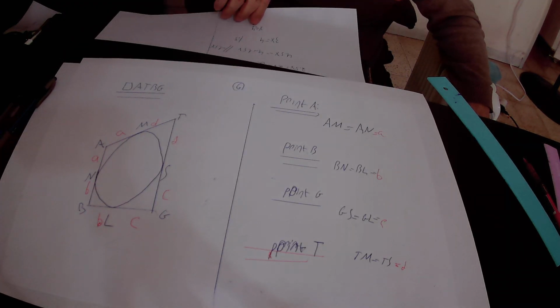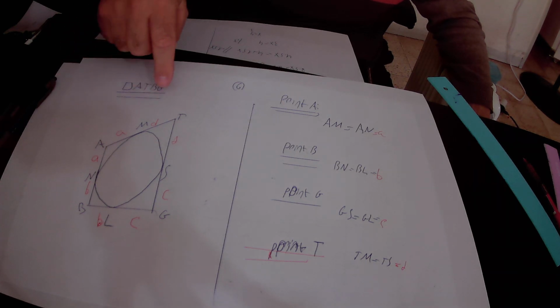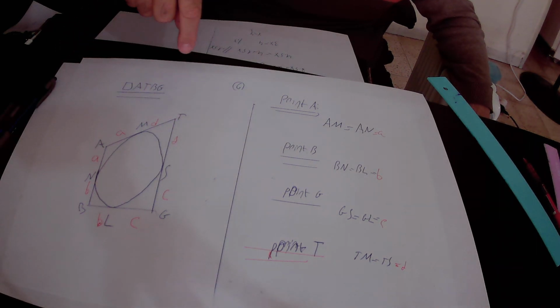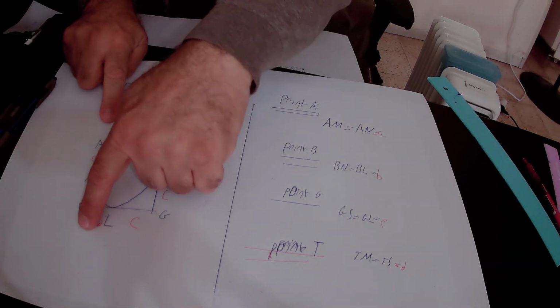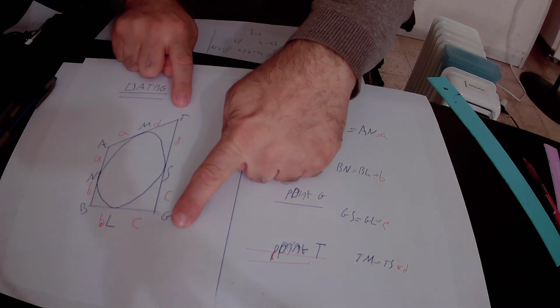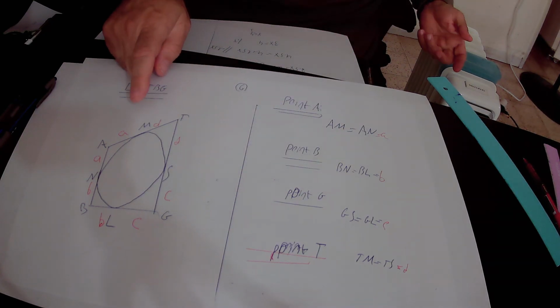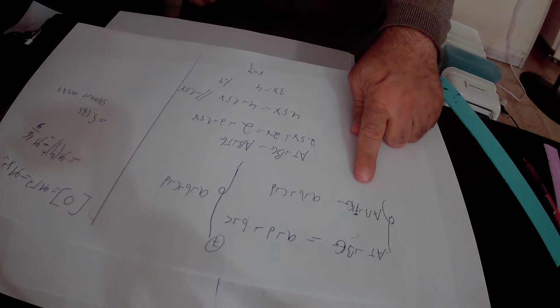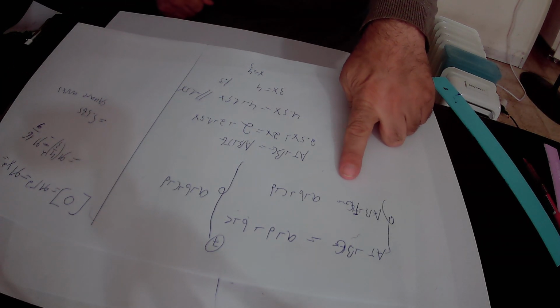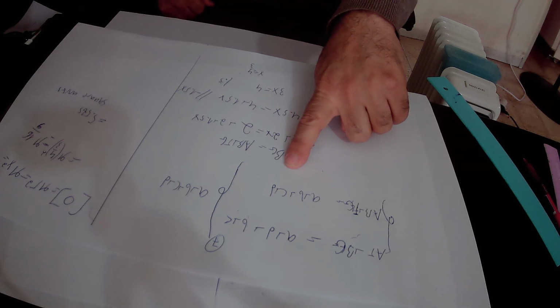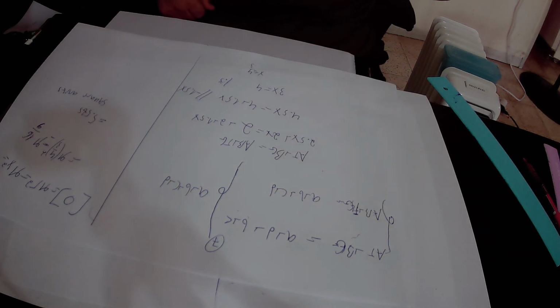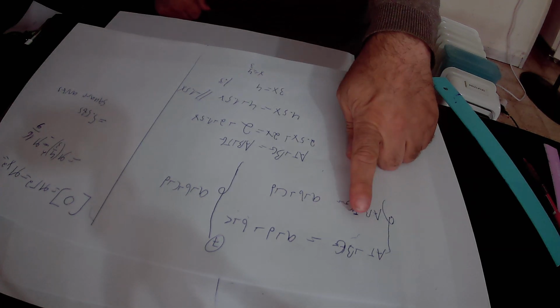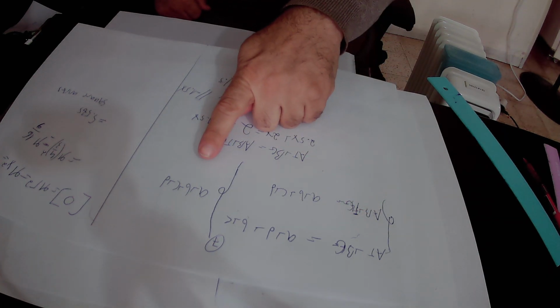Then we add side AB to side TG in this quadrilateral ATBG. AB equals a plus b and TG equals c plus d. So in total, AB plus TG equals a plus b plus c plus d. I repeat again, AB plus TG in quadrilateral ATBG equals a plus b plus c plus d, exactly as the value of AT plus BG, which also equals a plus b plus c plus d.